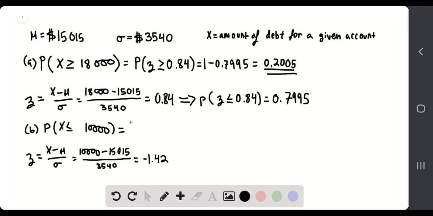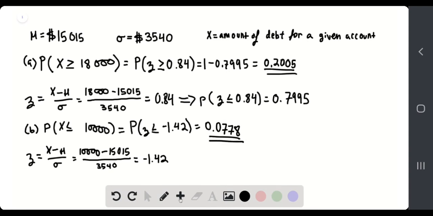All right, so this is going to be the probability that z is less than or equal to negative 1.42. If we look at our table, we find that that is equal to 0.0778.